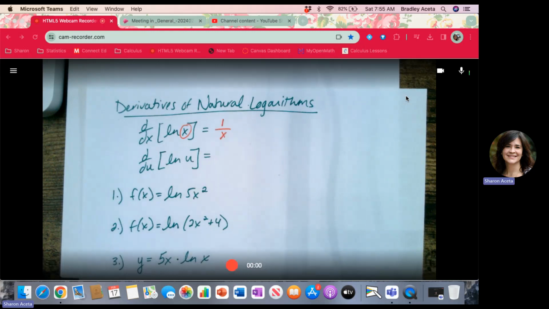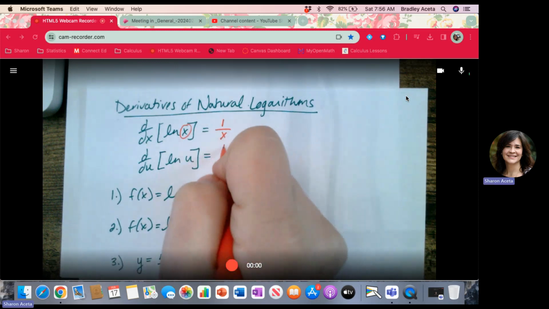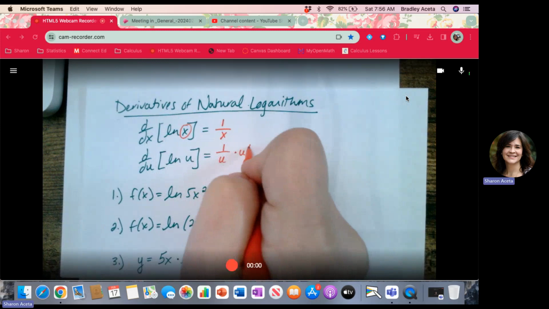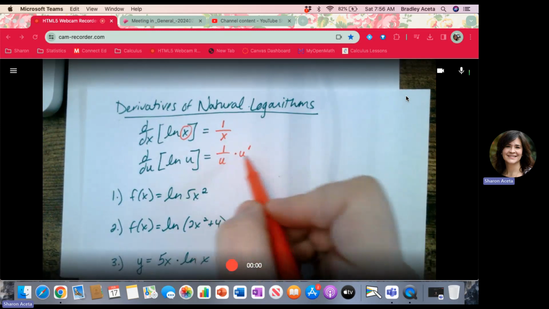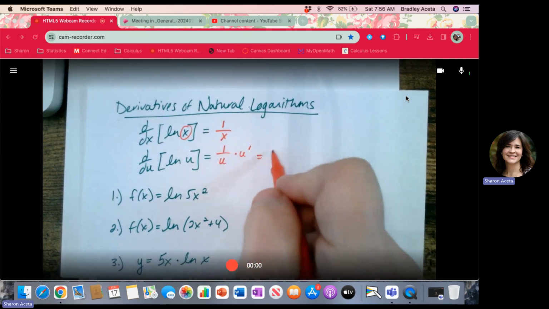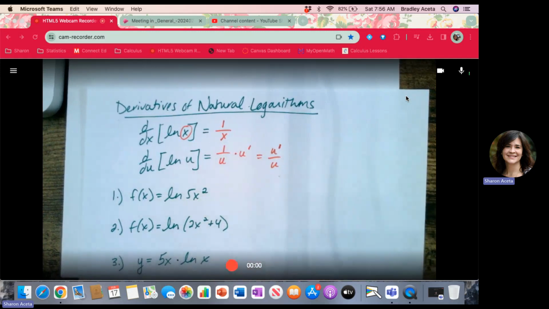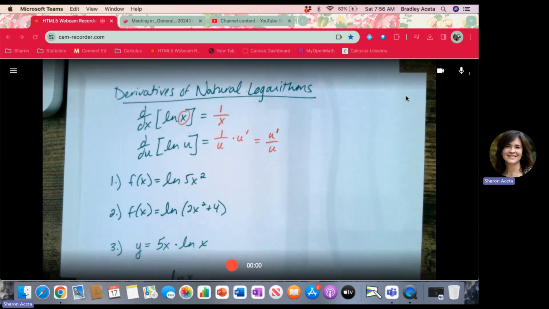If it happens to not be an x, if it happens to be a 5x or another quantity, we call it u, we would do 1 over u times the chain. Or you can even put the derivative on top. Some people like to write it like this, u prime over u. So let's test this out on a few examples.